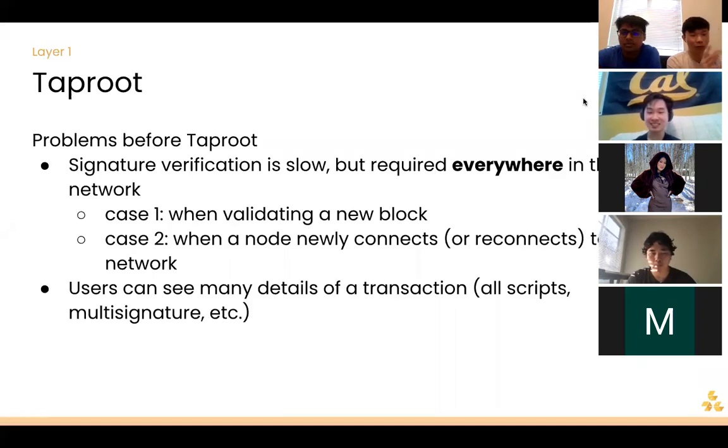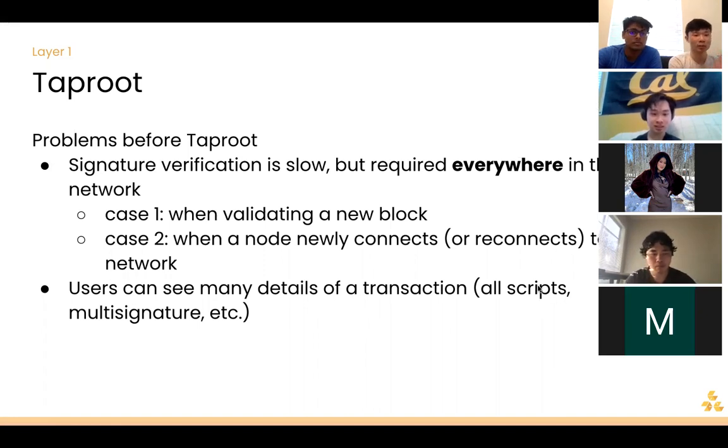The first layer 1 scaling solution that we will be talking about today is Taproot. Taproot is a Bitcoin improvement protocol, which means it's a proposal that a bunch of Bitcoin Core developers put to the Bitcoin Core team, and it's something they're working on currently. Taproot is one of the biggest changes to happen in recent Bitcoin history, and it's even under development right now. This is just an example of how early you all are in learning about Bitcoin, and how anyone can get involved with these significant changes happening to the Bitcoin network.